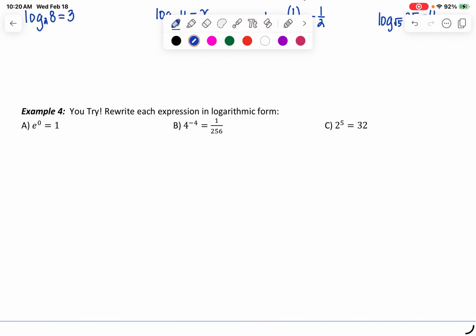All right, this one right here, I go to write down log, but I notice that it's base e. So if I wrote down log base e of 1 equals 0, we don't write down log base e. There's a nicer way of writing it, so we just write natural log of 1 equals 0. This one here, log base 4 of 1/256 is equal to -4. And the last one, log base 2 of 32 is equal to 5.